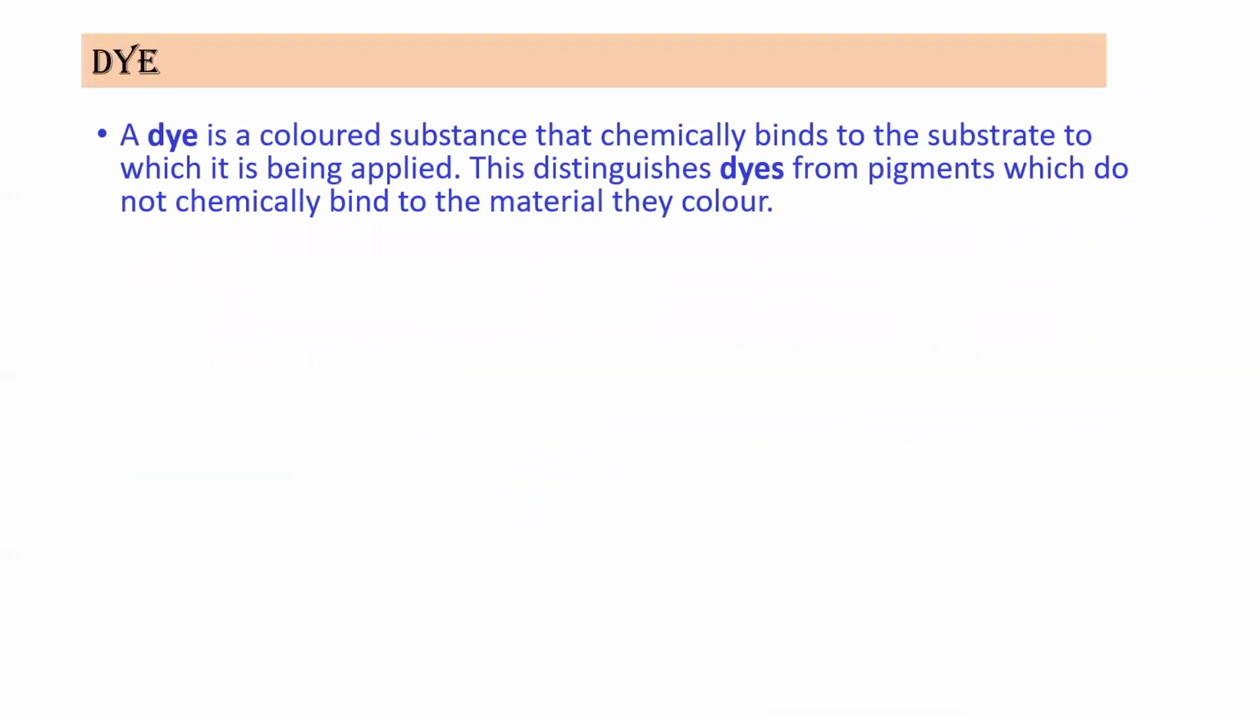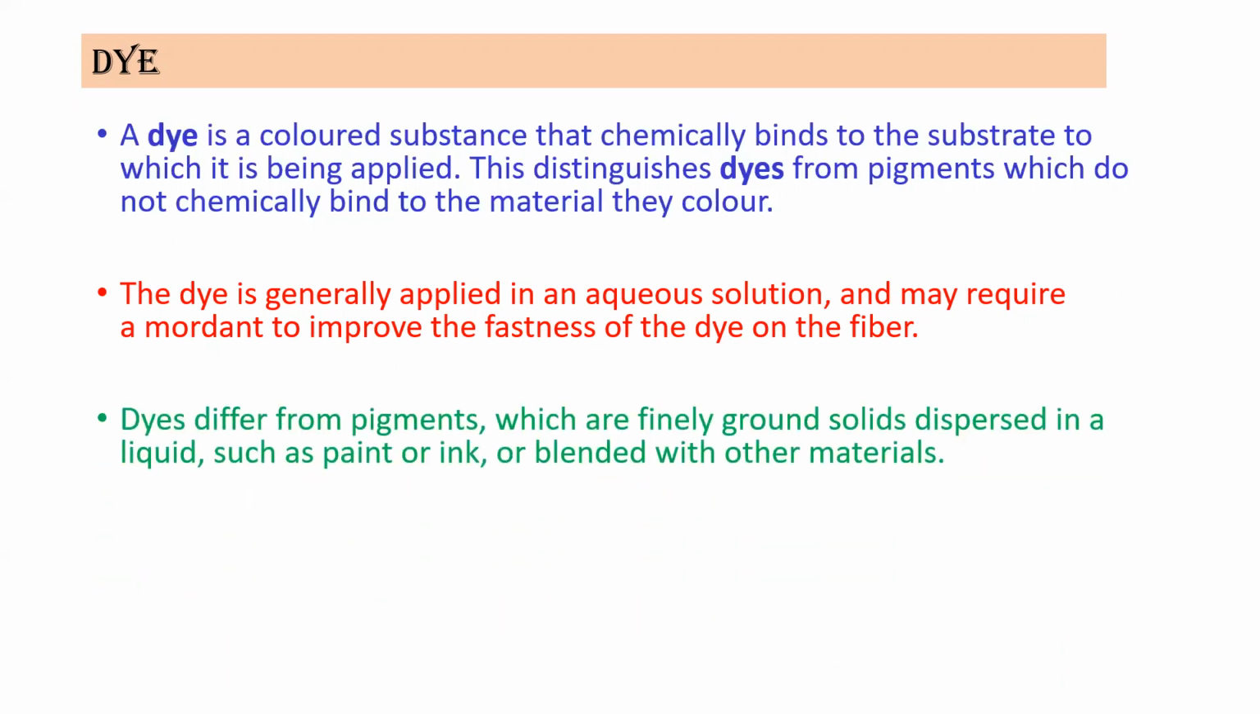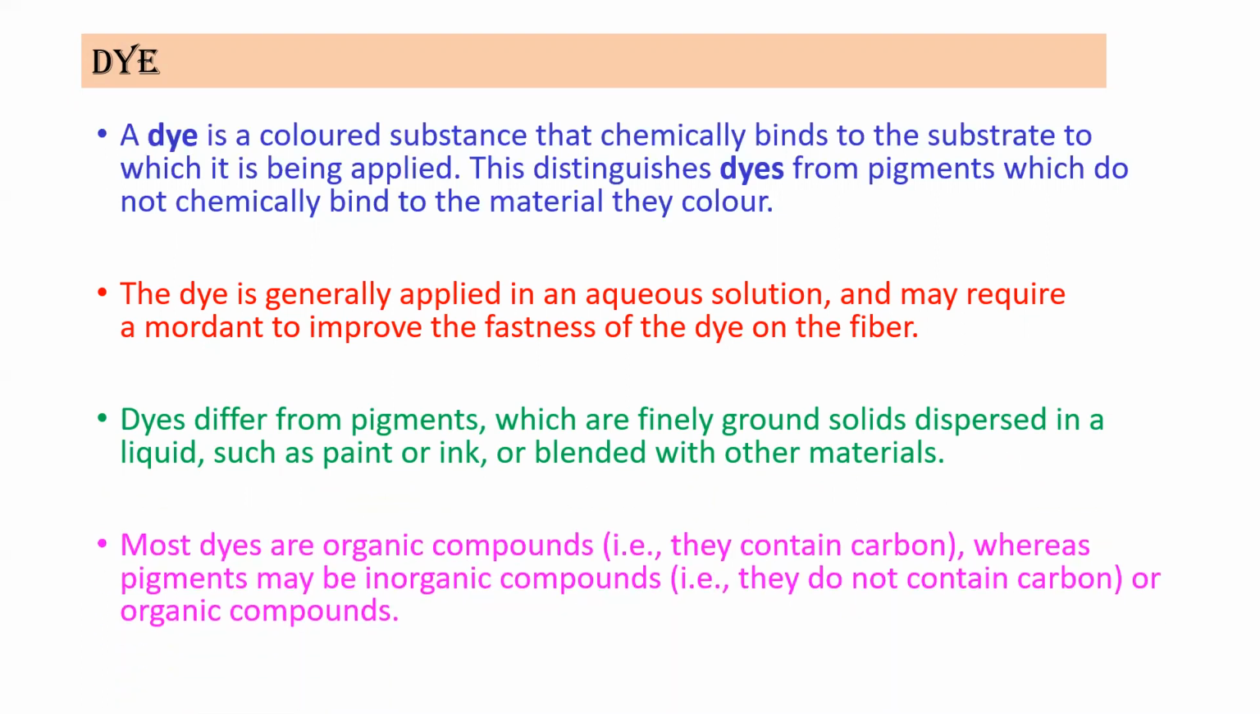Now what is a dye? A dye is a colored substance that chemically binds to the substrate to which it is being applied. This distinguishes dyes from pigments, which do not chemically bind to the material they color. The dye is generally applied in an aqueous solution and may require a mordant to improve the fastness of the dye on the fiber. Dyes differ from pigments, which are finely ground solids dispersed in a liquid such as paint or ink or blended with other materials.